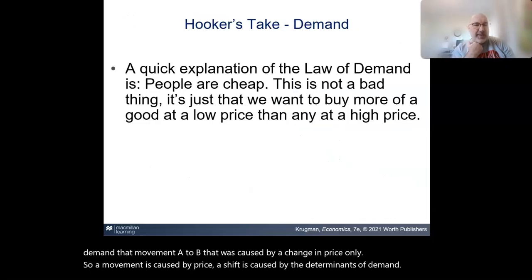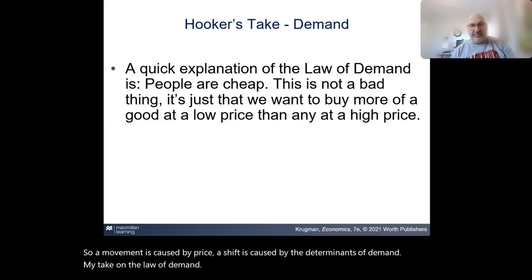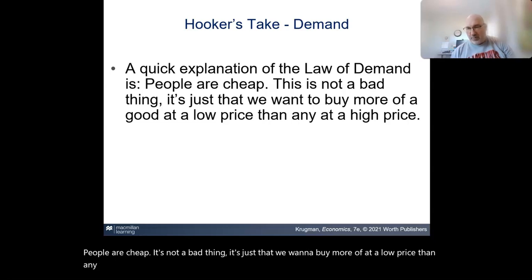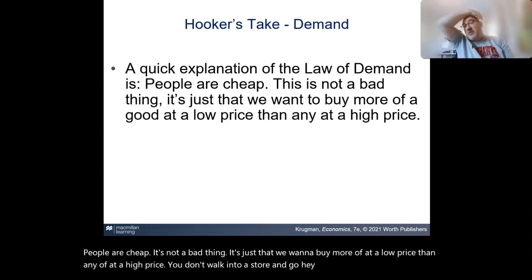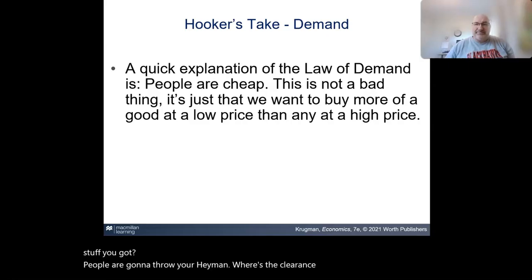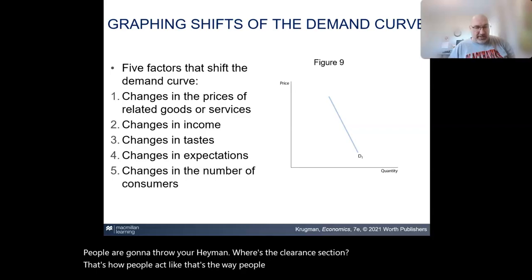My take on the law of demand: people are cheap. It's not a bad thing. It's just that we want to buy more of a good at a low price than at a high price. You don't walk into a store and go, hey man, where's the most expensive stuff you've got? People walk in the store and go, hey man, where's the clearance section? That's how people act, especially nowadays.